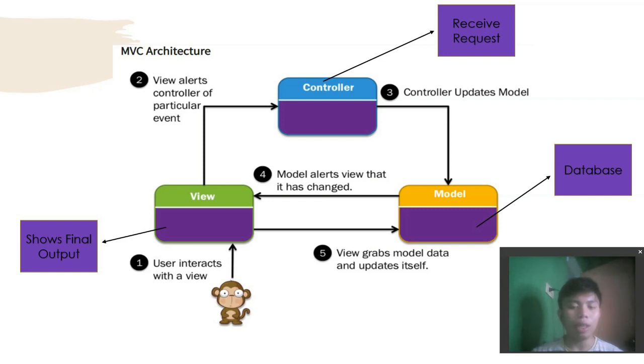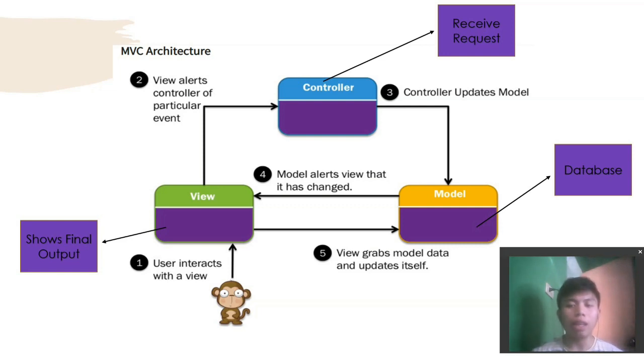First, the view. The user interacts with the view. Through the view, the user will see what happened to the system. Then the view will alert the controller to a particular event. The view will send a request to the controller. Then, when the controller receives the request, it will command the model to act. The controller also receives requests.